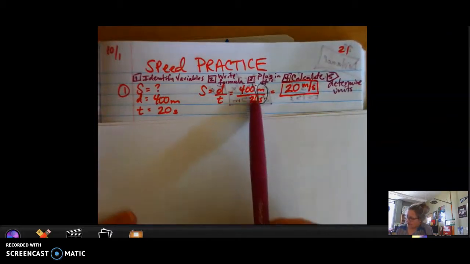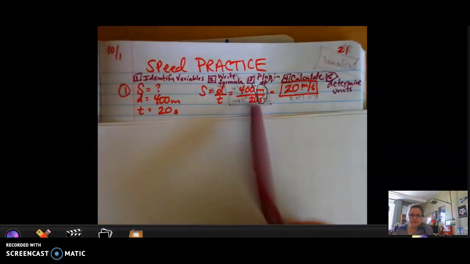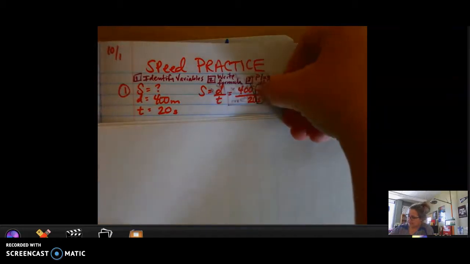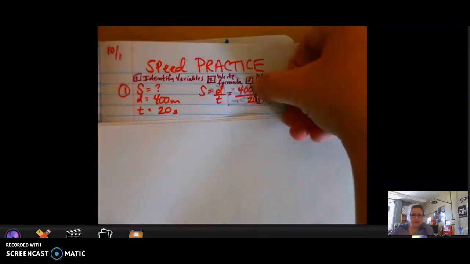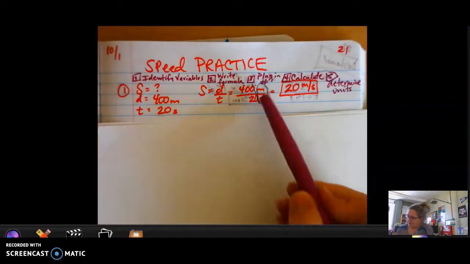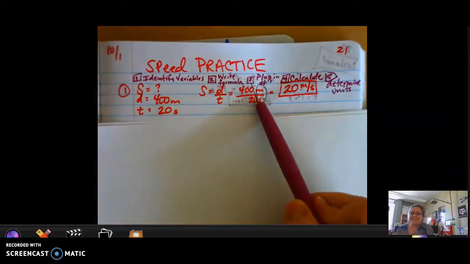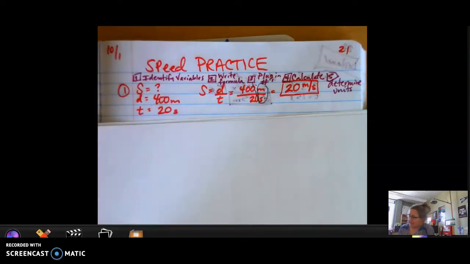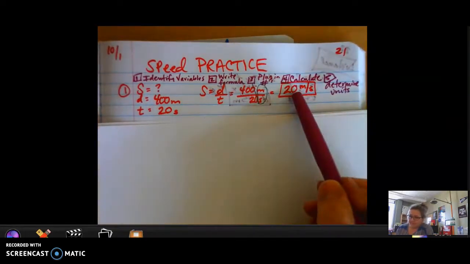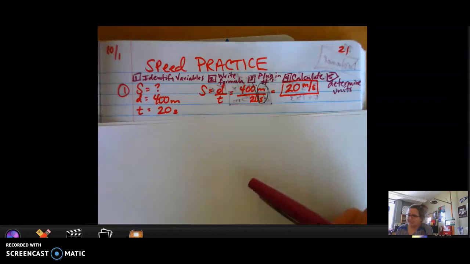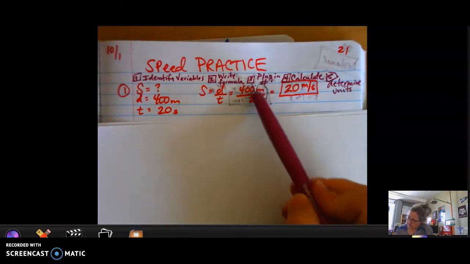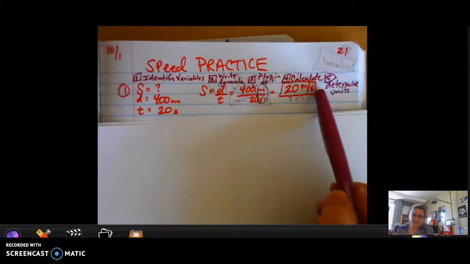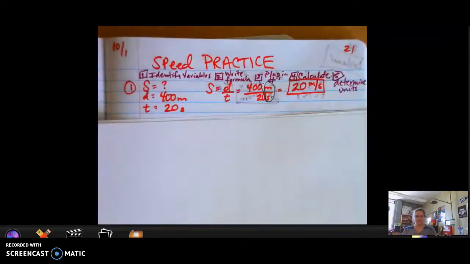Notice here, I crossed off those zeros. When you have zeros that line up at the end of a number, you can mark them off. Because mathematically, 400 divided by 20 is the exact same as 40 divided by 2. And that's much easier to do in your head. Okay, so I ended up with 20. And I didn't have to wonder what my unit was. I didn't have to reread the question. My unit is right here. It's meters per second. And then you box it so it's easy to find.